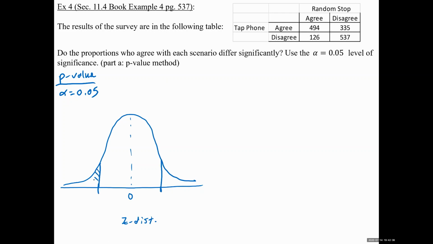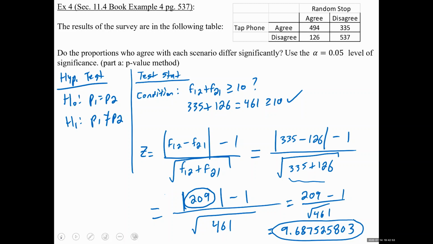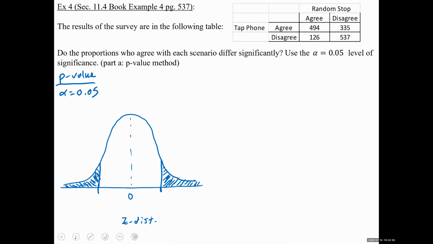On the left side, you're going to go up to the curve and shade to the left. And on the right, you're going to go up to the curve and you shade to the right. And the total of these two areas is the p-value. Now, you're supposed to put the test statistic in the picture. The test statistic is this 9.68 number. It's positive, so it's going to go on this side, 9.6875, 25803.